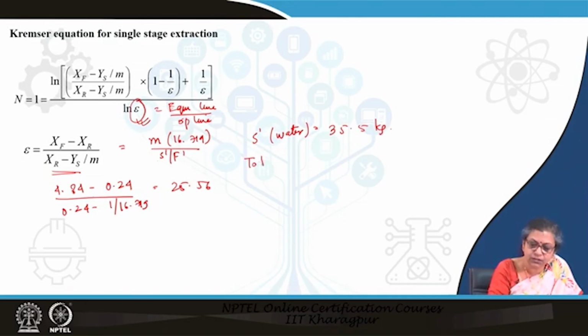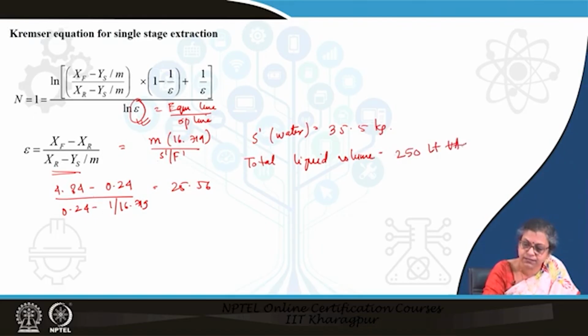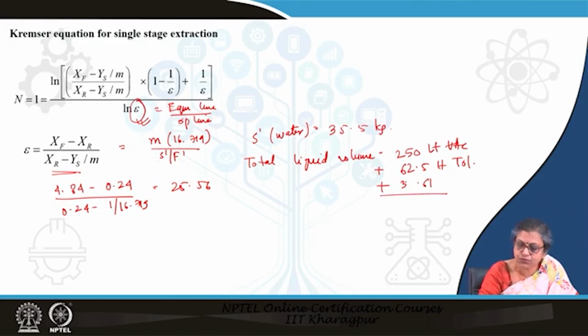So, what is the total liquid volume in the vessel in that case? The total liquid volume will be 250 liters of acetic acid plus 62.5 liters of toluene plus 35.5 kg of water, and with 997 as the density, it is around 35.61. So, therefore, this many liters of water.